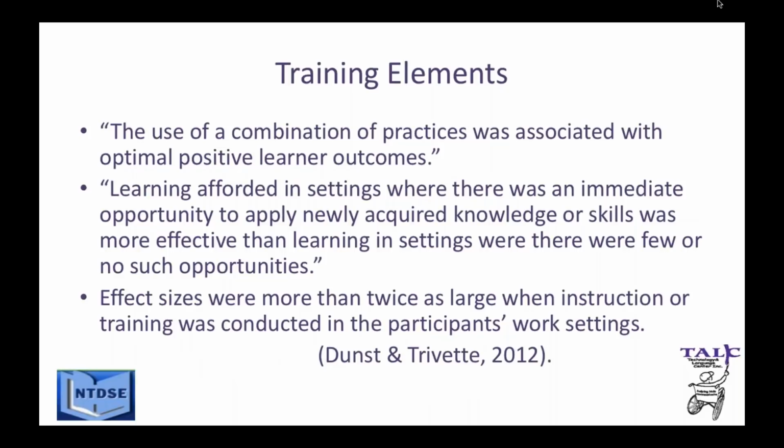So Dunst and Trivette in 2012 looked at what training elements were associated with the most successful trainings. And the first thing that they noted is that the use of a combination of practices was associated with optimal learner outcomes. And learning afforded in settings where there was an immediate opportunity to apply those newly acquired knowledge or skills was more effective than learning in settings where there were few or no such opportunities. And effect sizes were more than twice as large when instruction or training was conducted in participants' work settings.